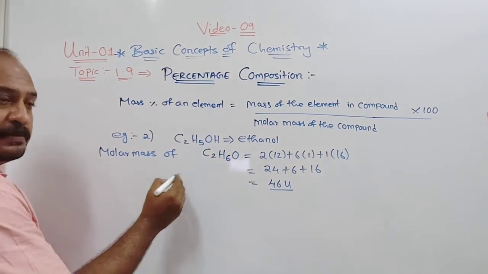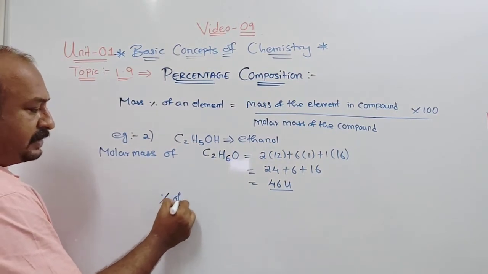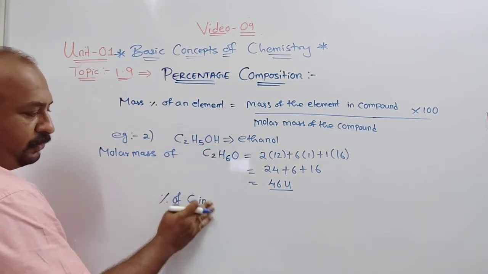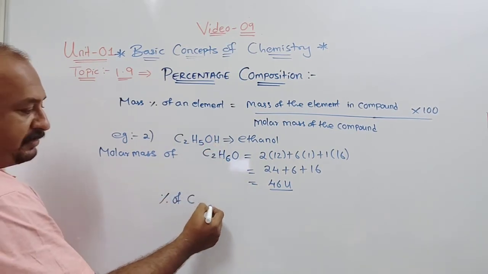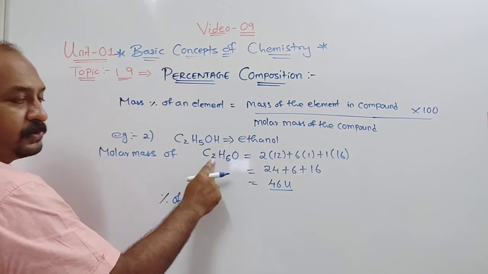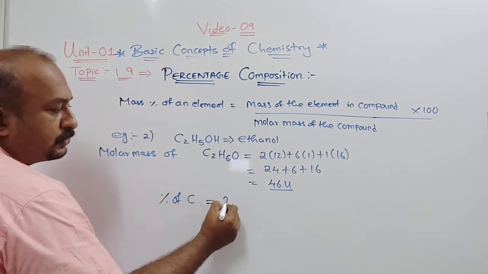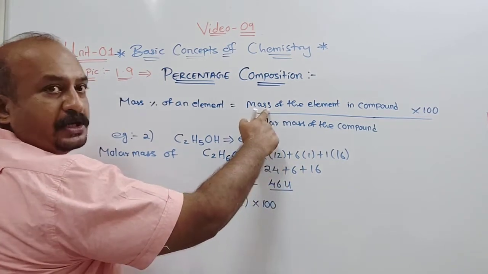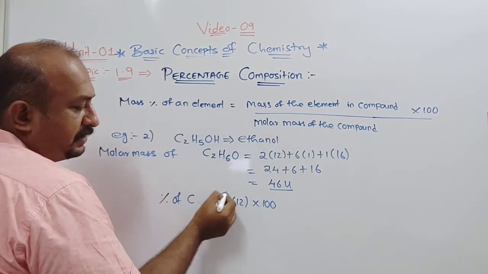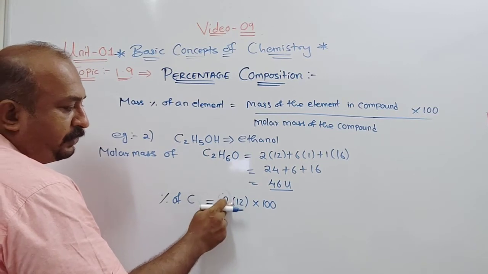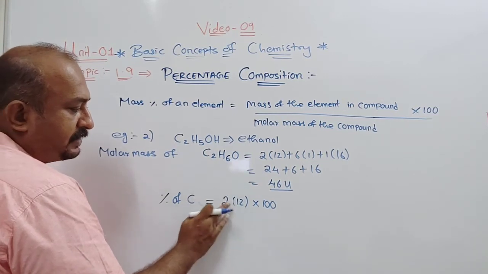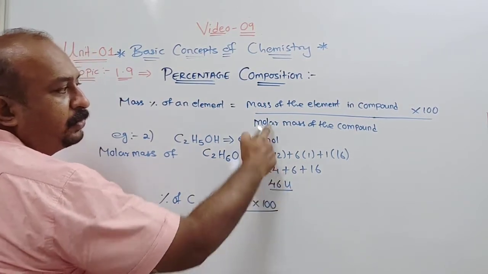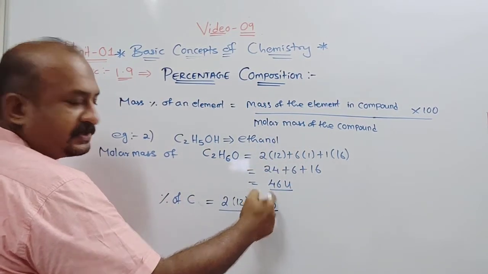Now if I want to find the percentage of carbon in the given compound, the percentage of carbon is equal to total how many atoms are there? 2. So 2 into 12 into 100. This is the formula I am talking about. So the number of atoms is very important when you calculate this. Is it clear? So 2 into 12 into 100 divided by the molar mass of the compound, that is 46 u.